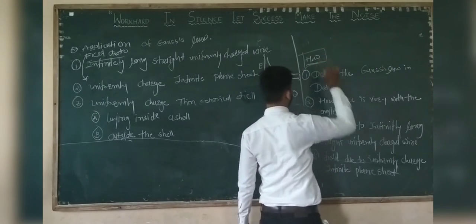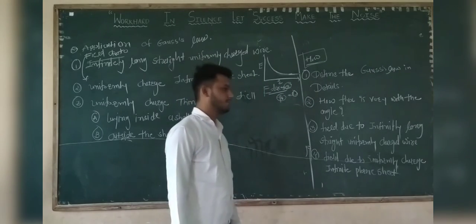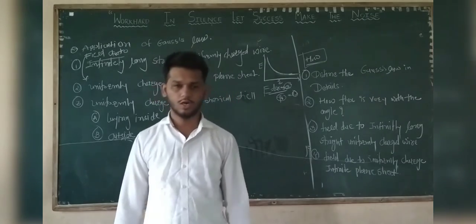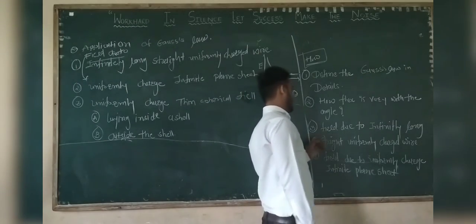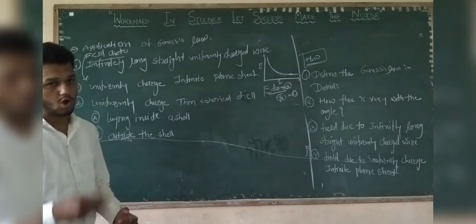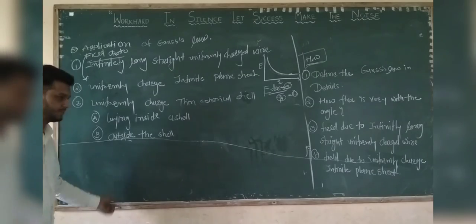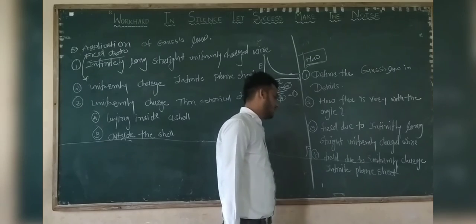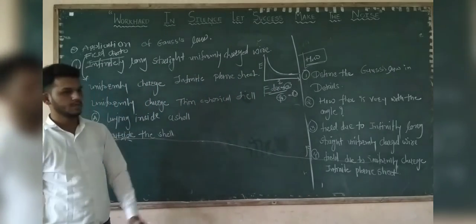This is your homework. The first one is to define Gauss law in detail. Second is how flux varies with the angle. Third, the field due to the infinitely long straight uniformly charged wire. You have to describe the whole topic that I have written on the board, write it down and send it to me. Fourth is the field due to the uniformly charged infinite plane sheet. You have to write down all these four questions and send them to me on the Google Classroom.